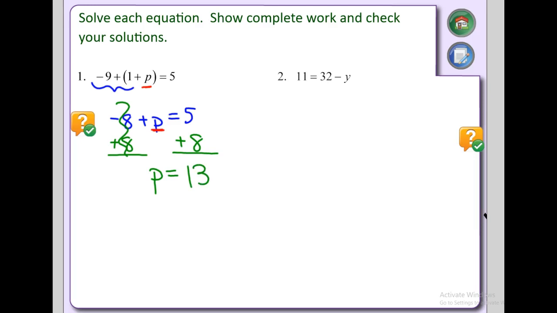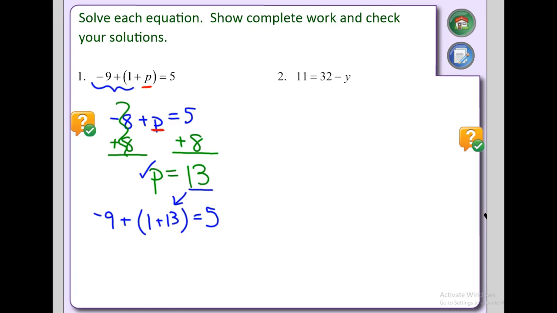Now, we have to show complete work and check our solutions. Checking is so important. Well, how do we check? We're going to take our P value and plug it back into the original. I've got negative 9 plus parentheses 1 plus P. Well, P is 13. See how I'm plugging it in where it belongs, equals 5.